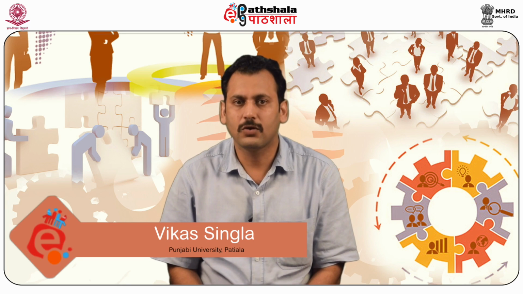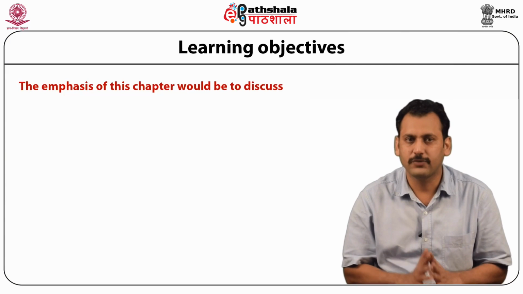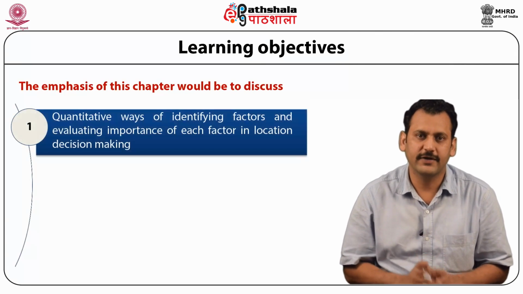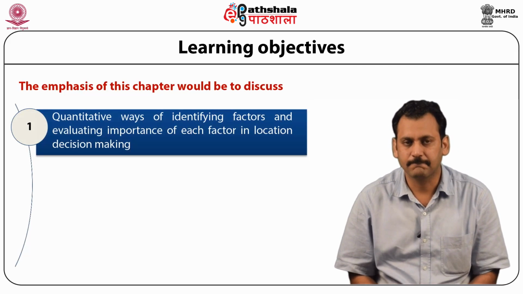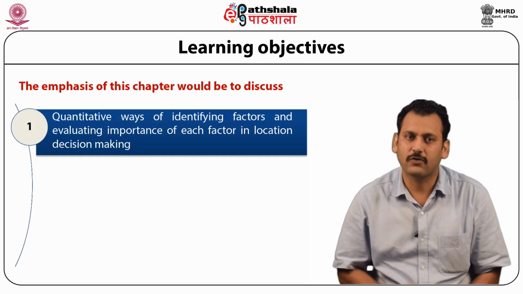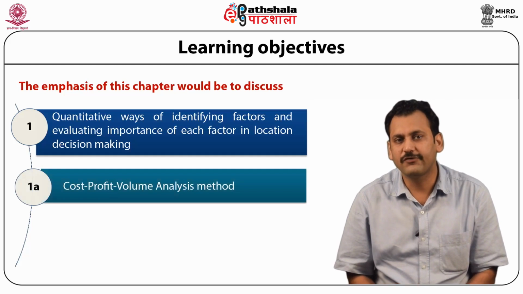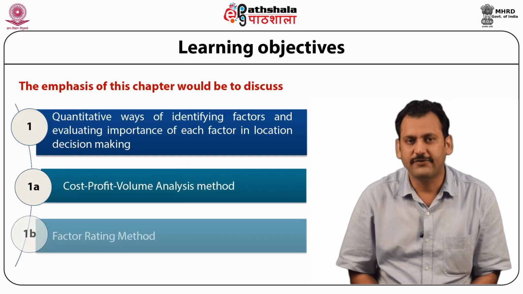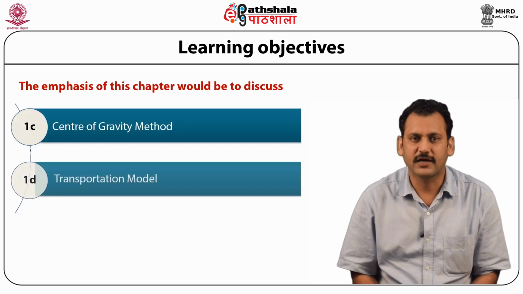Today, we are going to talk on module Quantitative Methods of Deciding Facility Location from Paper Operations Management. The emphasis of this chapter would be to discuss quantitative ways of identifying factors and evaluating importance of each factor in location decision making. Following four methods have been discussed. Firstly, cost profit volume analysis method, factor rating method, center of gravity method, and lastly, transportation model.